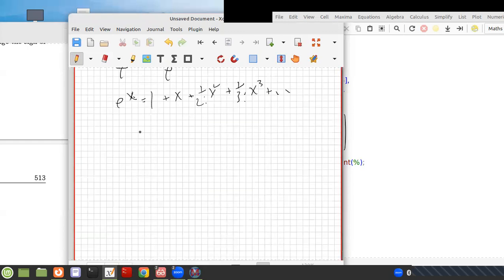So that's why e to the i pi over 2 equals i, right?